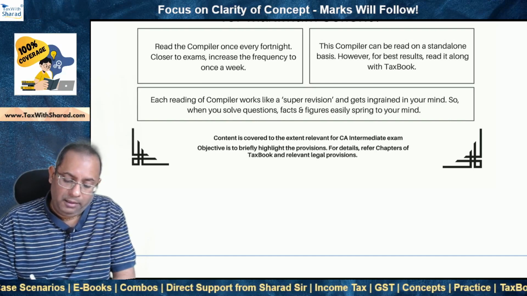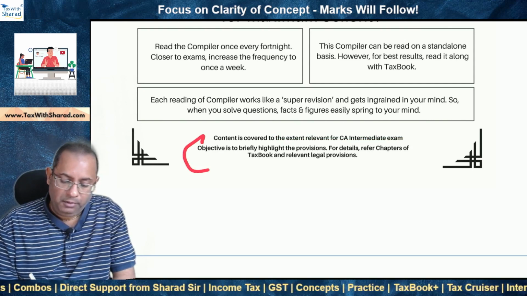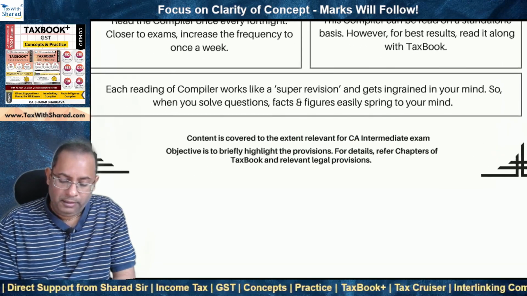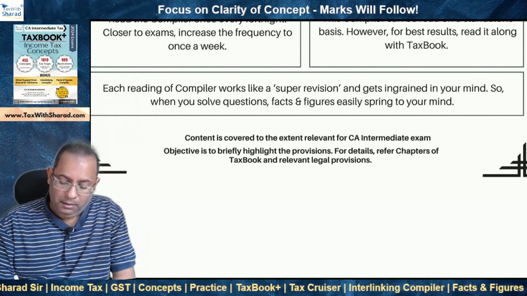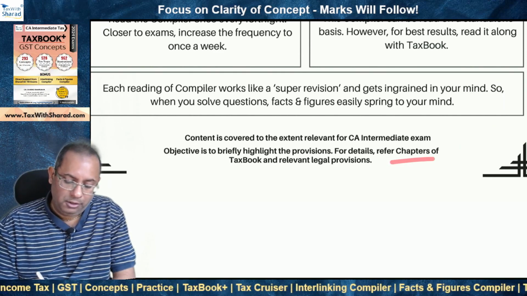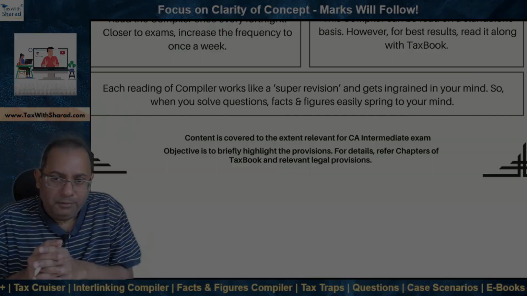Now in this compiler, content is covered to the extent relevant for the CA Intermediate exam. The objective is to briefly highlight the provisions. So details of the provisions are not given, only brief highlights. For details, you should refer to the chapter of your study material and the relevant legal provisions. So let's begin with this video.